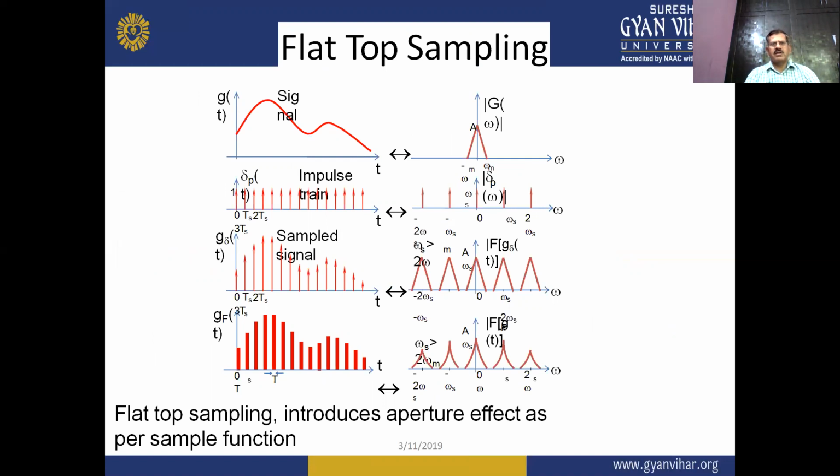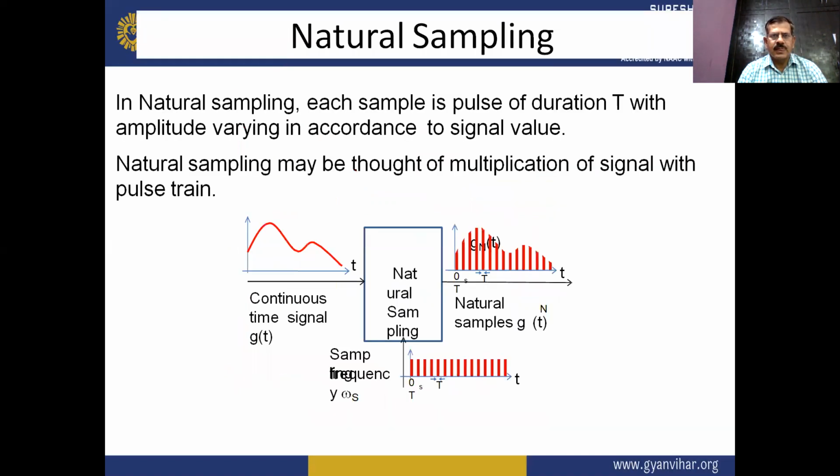Different flat top sampling waveforms are given here. Flat top sampling introduces an aperture effect as per the sinc function. We can see this in the different waveforms of flat top sampling, and the aperture effect is introduced as per the sampling function.